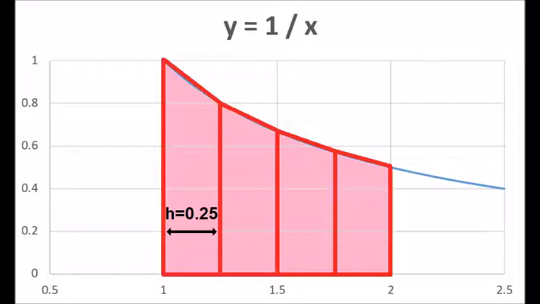Have you seen the pattern? Each time we double the number of panels, the mesh size gets cut in half. Also, with an increasing number of panels, the approximate area gets closer and closer to the true area. This is visually intuitive.